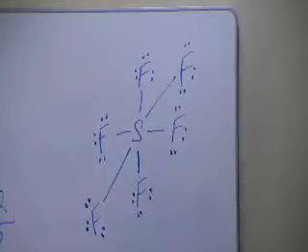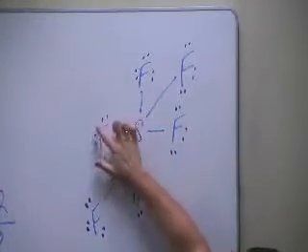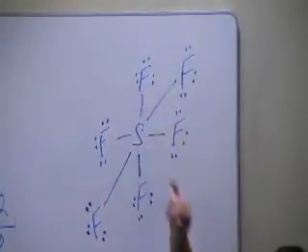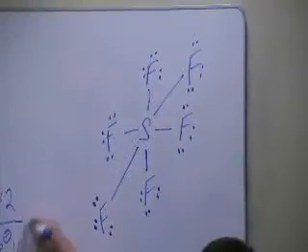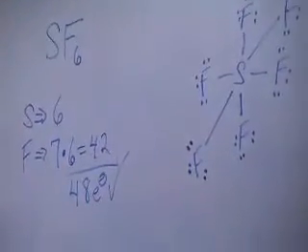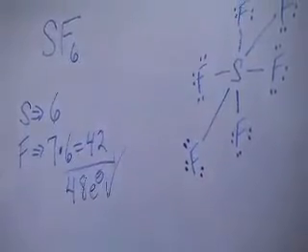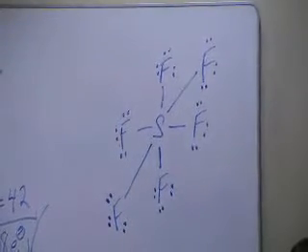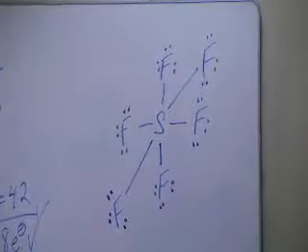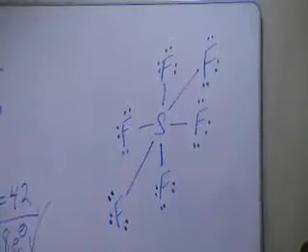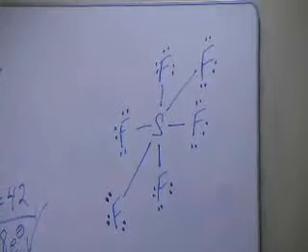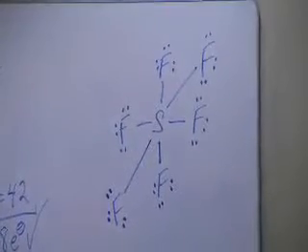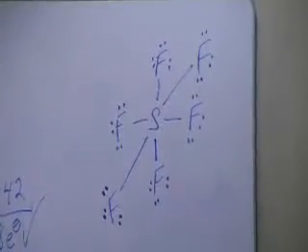Then we count up the total number of electrons that we have. 2, 4, 6, 8 around each fluorine. And how many fluorines do we have? 1, 2, 3, 4, 5, 6. So 6 times 8 is? Ta-da! Are you comfortable with that structure? Is everybody okay that there's 2, 4, 6, 8, 10, 12 electrons around sulfur? That's a lot of electrons, isn't it? How many do we normally have around the central atom? 8. But sulfur, since it's in period 3, can have more than 8 electrons around it. It's what we call an expanded octet.